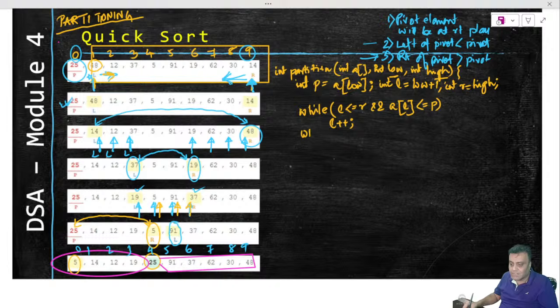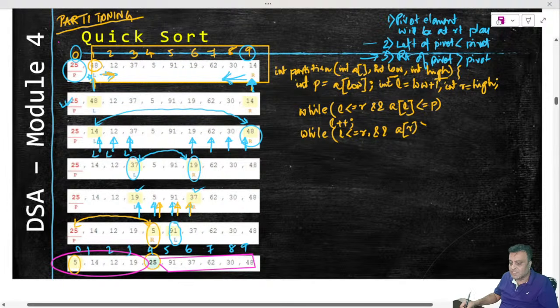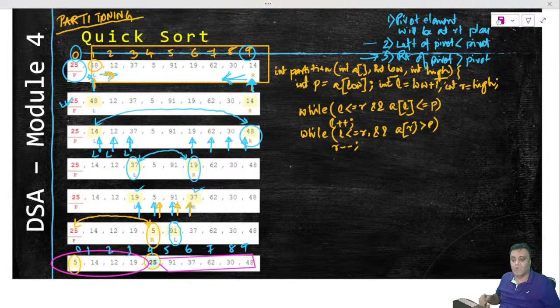So likewise, I will have to do this now. If L is less than equal to R and A of R is greater than P, then R minus minus. So R will move when L and R have not crossed, which is L is less than or equal to R. And it will also move when the element at R is greater than the pivot. So that is my R minus minus. Now why did I take less than equal to here? Why did I take greater than P here? Because you have to also count the number which is equal to the pivot.